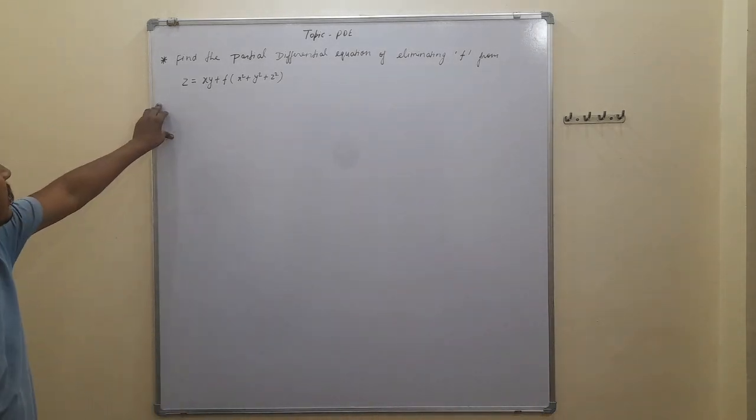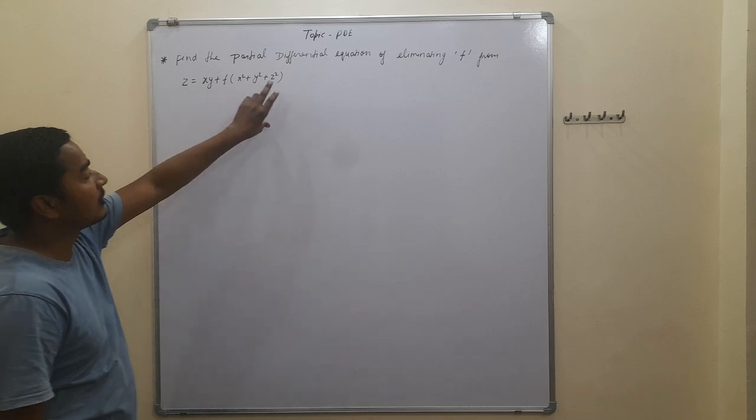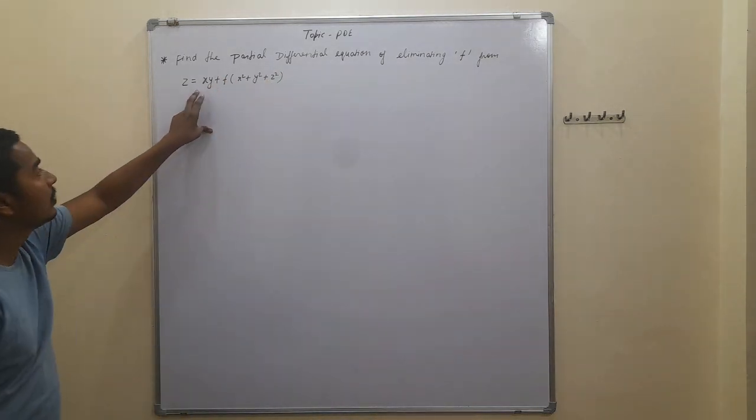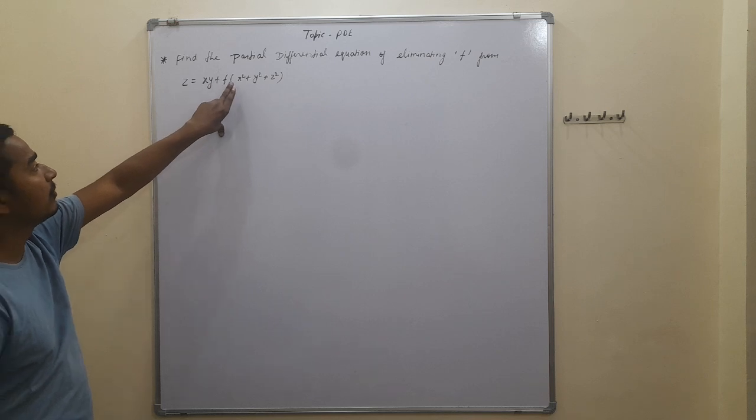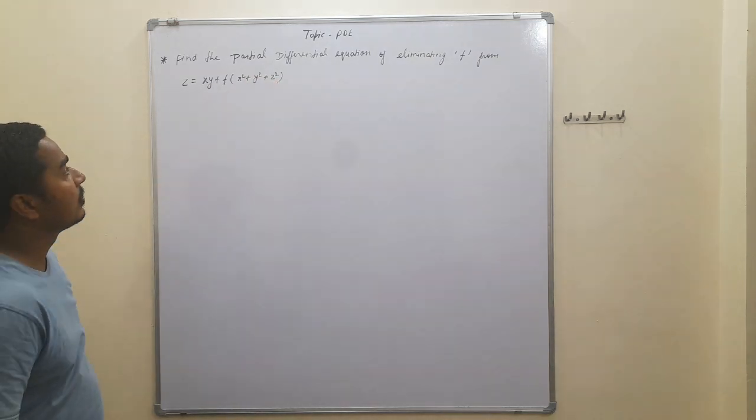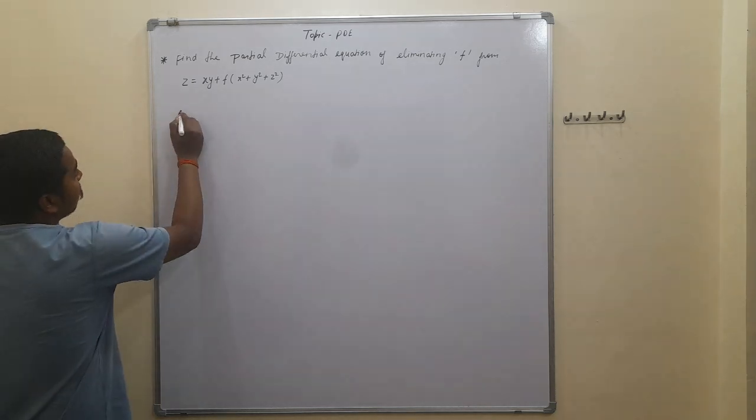The question is: find the partial differential equation by eliminating f from z = xy + f(x² + y² + z²). Given, let's solve the problem.